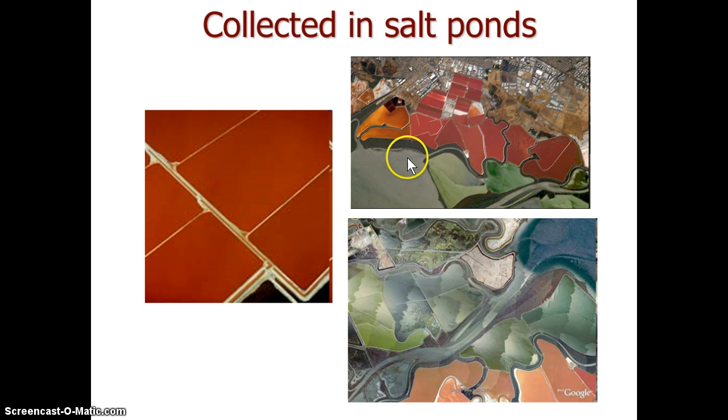evaporate off the water and leave behind a certain salt, you can selectively evaporate one salt in one pond, move the water to here, selectively evaporate another one, and so on and so forth, so that you're collecting the salts behind as you evaporate the water away. And so that's why they're called salt ponds.